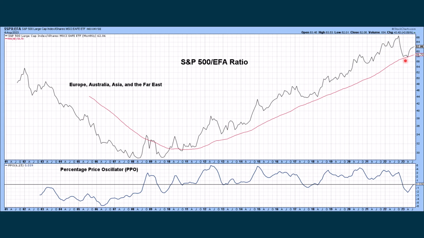Then we look at the S&P 500 on a monthly chart. So this is pretty long term. And we look at an ETF that covers Europe, Australia, Asia, and the Far East. We're above this advancing red moving average, so that means price action is a lot more positive. We also look at a thing called the PPO, which is a momentum oscillator. It's starting to turn back up and we're crossing above zero. So in the longer term and in the bigger picture, the S&P is still holding up well.